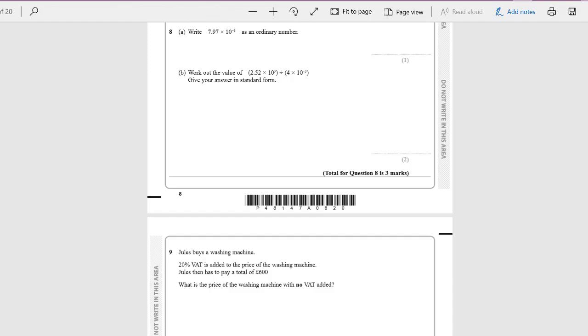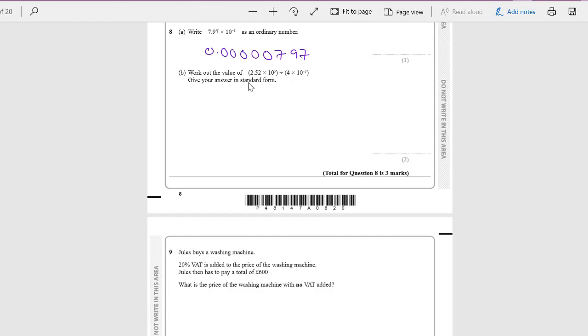Question 8. So it says write 7.97 times 10 to the power of 4 as an ordinary number. So we're going to have 0. So how many zeros are we going to have? So we move it once, and then we'll have minus 5 left. So we're going to have 5 zeros. And then we're going to have 7, 9, 7.